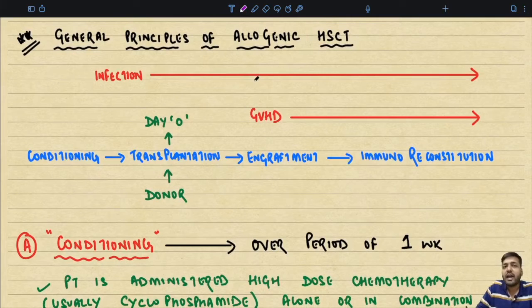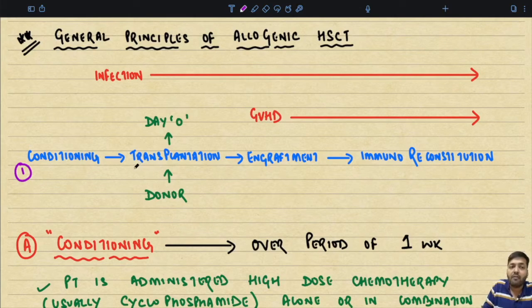Now, let us try and understand the general principles of the allogenic hematopoietic stem cell transplant. There are several steps. The first step of hematopoietic stem cell transplant is conditioning. Conditioning is a process of administering high dose chemotherapy or total body irradiation to the recipient. By this process, we are killing all the malignant cells, and we are also creating a space for placing the healthy transplant hematopoietic stem cells.